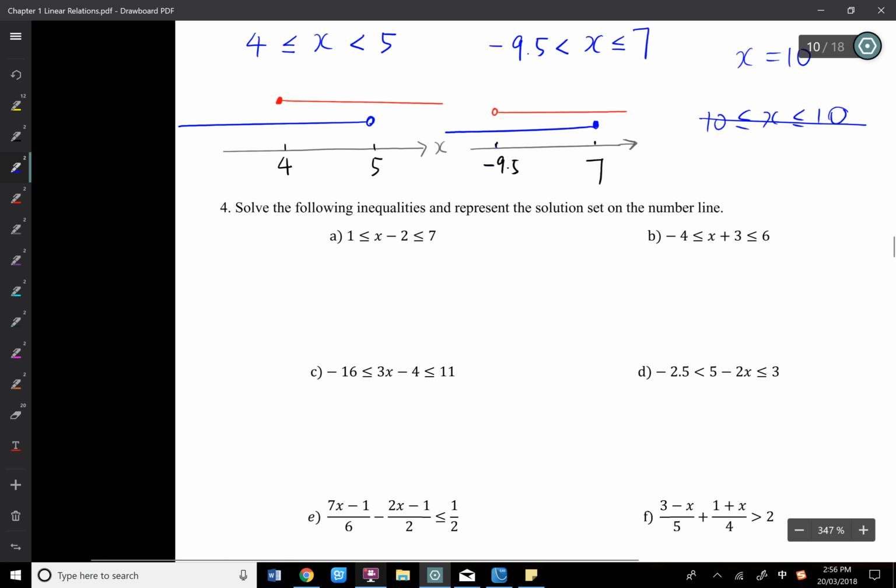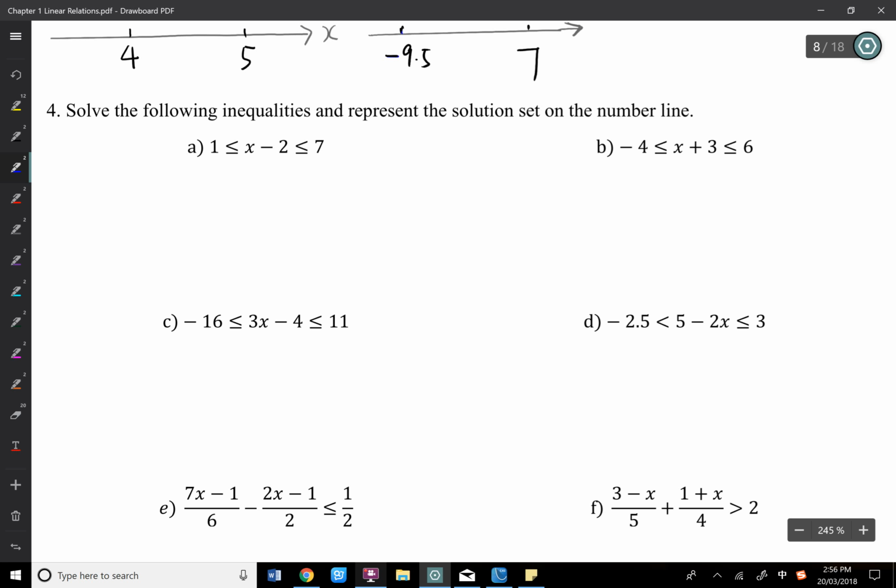For the next question, can you see A, B, C, D? They are the same type. Why are they the same type? Because you have two inequalities. Can you see two inequalities? Like something in between something and something. So what we should do is operate on everything all together.